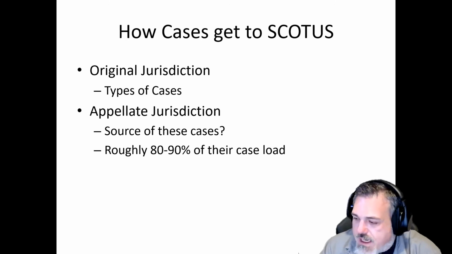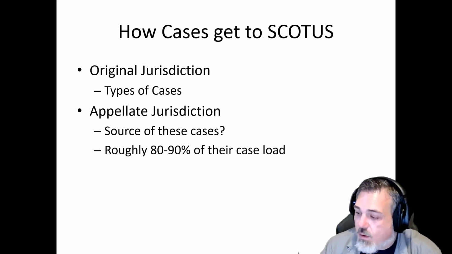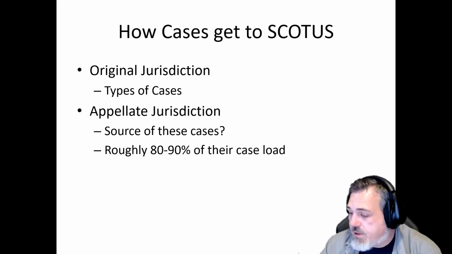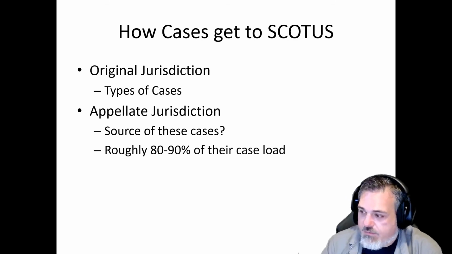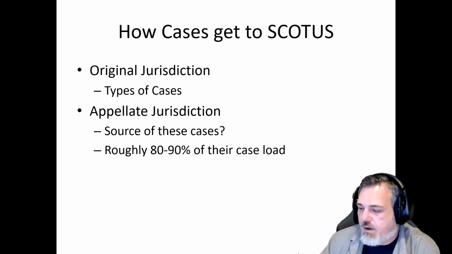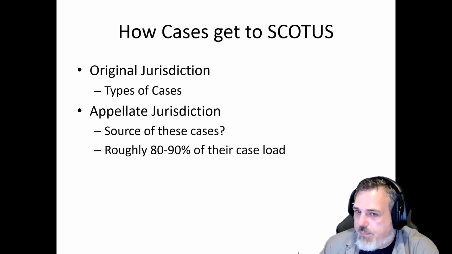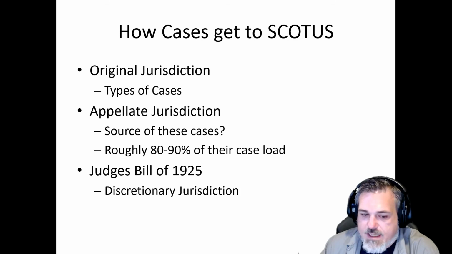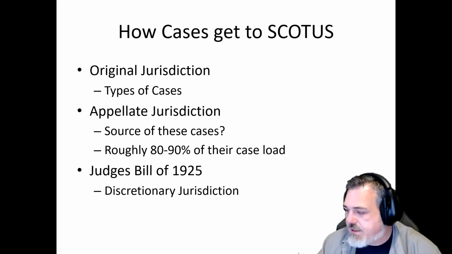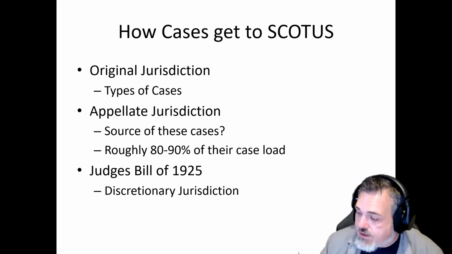Now, the source of these cases is from the United States Courts of Appeal or state Supreme Courts. They can come from either area. So either federal appellate courts or state Supreme Courts are where these appellate cases come from. And these make up the overwhelming majority of the cases that the Supreme Court decides. And as I mentioned earlier in the class, the reason why they have this authority is because of the Judges' Bill of 1925, which gave them discretionary jurisdiction, which simply means they get to decide which cases they hear.